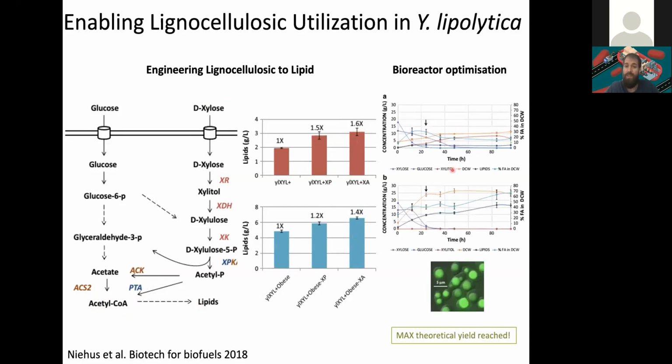So then we selected the best of these conditions and strains, and we optimized the production in bioreactor. And you can see here in the image how a lot of lipids were produced from lignocellulose, from very, very cheap lignocellulosic hydrolysate. And we actually achieved the maximum theoretical yield of production.